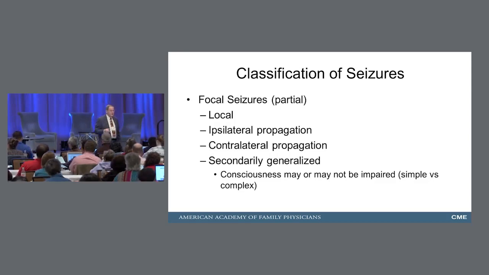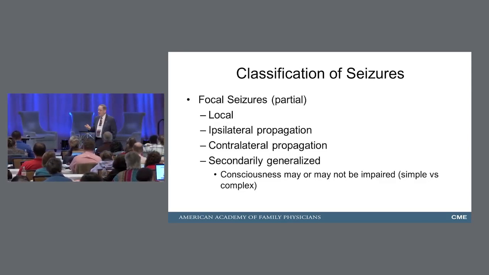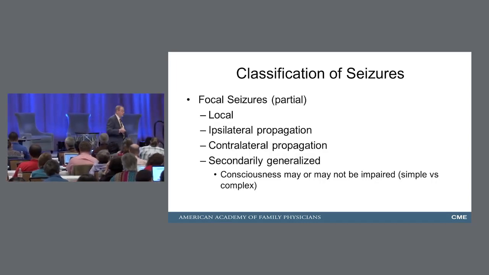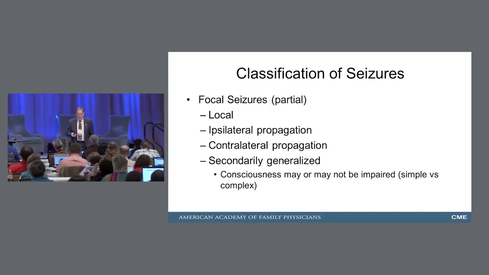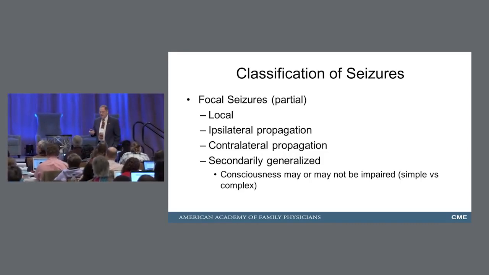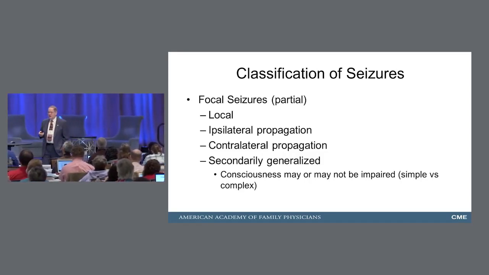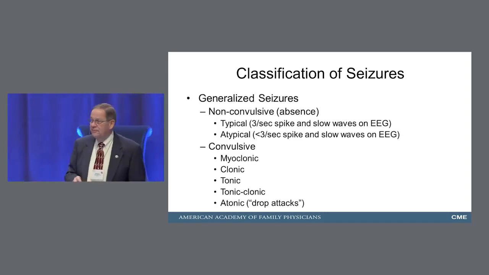The arm just shakes, the leg just shakes, or with ipsilateral propagation, it starts in the arm and then moves to that entire side of the body. Contralateral propagation, or secondarily generalized. It starts in one specific area, then the seizure becomes generalized. Older classifications used to talk about simple or complex partial seizures having to do with whether the patient lost consciousness or not. With the newer classification, that has been thrown out.